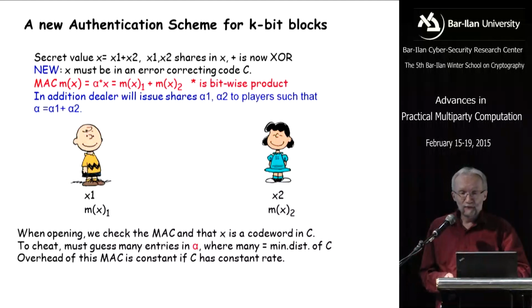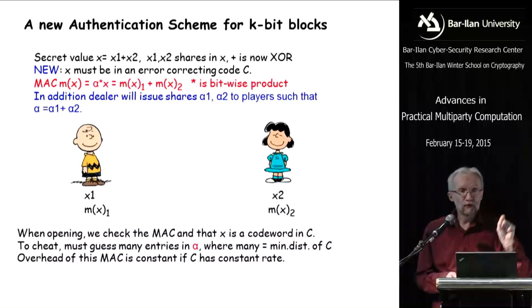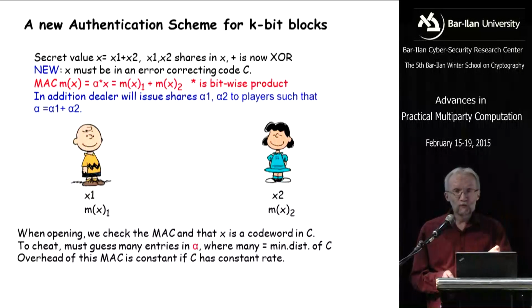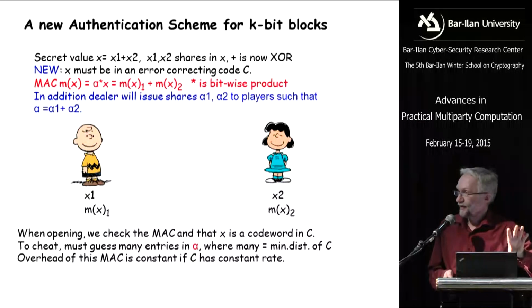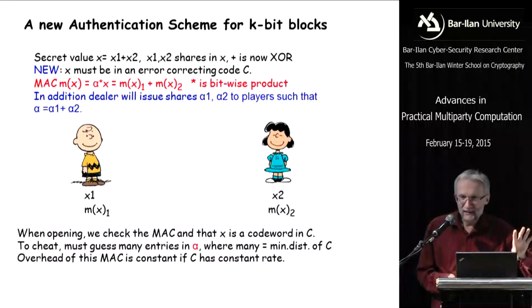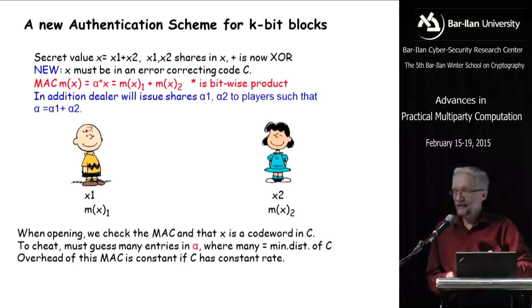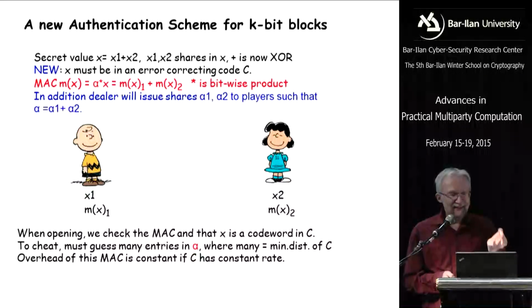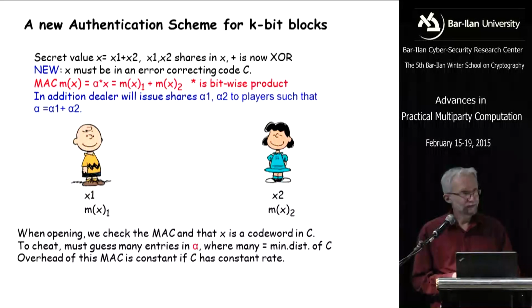But the point is that if the adversary wants to cheat, he has to replace the real x by a different code word. And of course, if C is a good code with large minimum distance, that code word has to differ from the original one in many positions. So to really cheat, you have to cheat not one 1-bit MAC, but many 1-bit MACs, where many means the minimum distance of the code. So again, you have to guess many unknown key bits to cheat. So it's still secure if C is a good code.